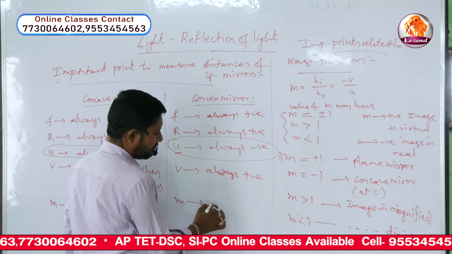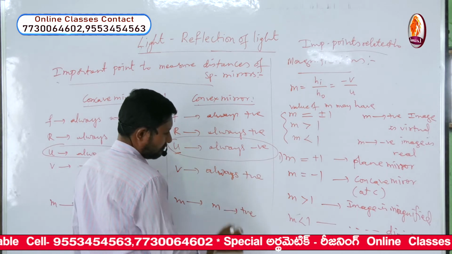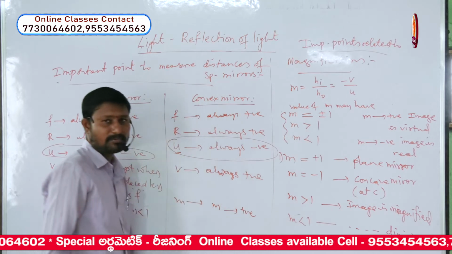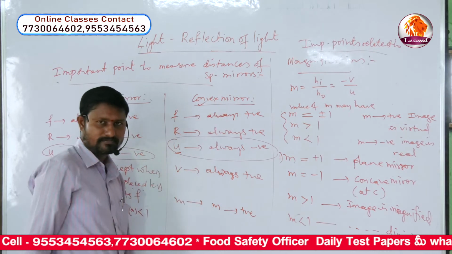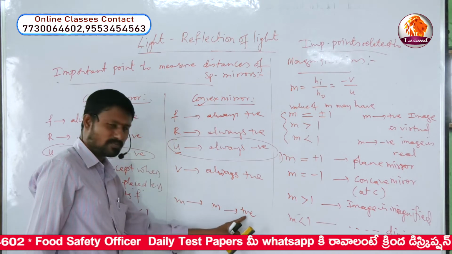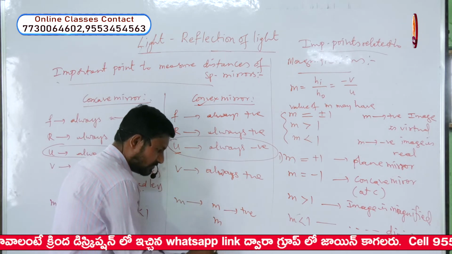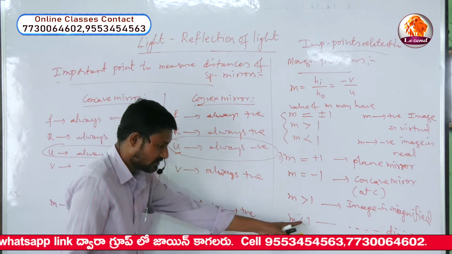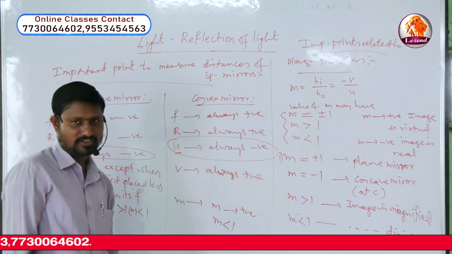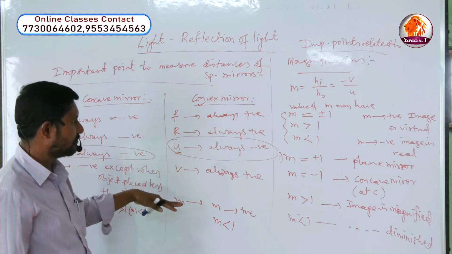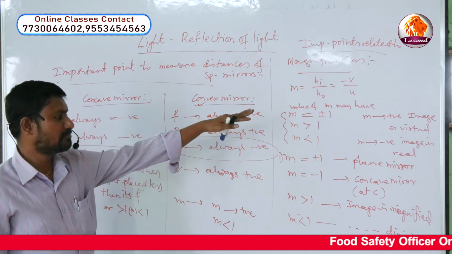But for a convex mirror the m value is always positive, because it always gives a virtual erect image. So magnification is always positive for a convex mirror. And also we can write that the m value is always less than 1, because it is a diminished image you get between P and F. So these are the important points you have to remember for the distances while measuring for spherical mirrors and magnification.